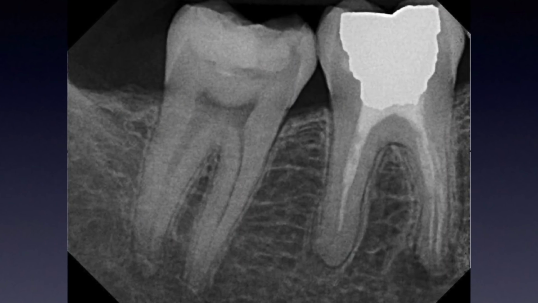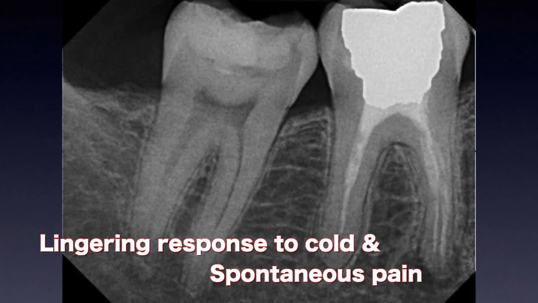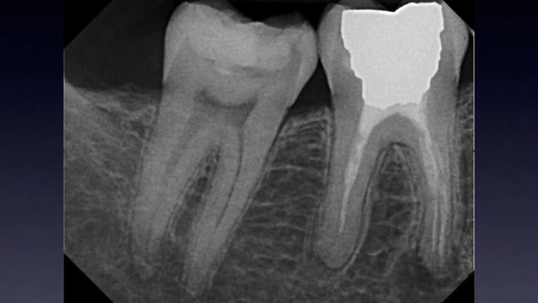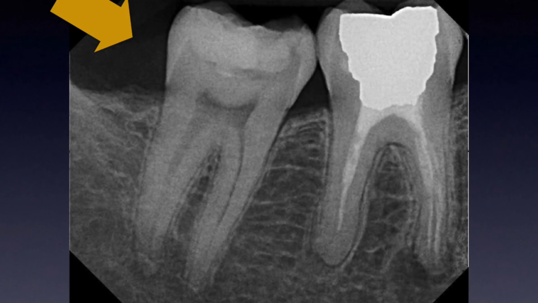However, when we listen to the patient's chief complaint, we begin to understand that the patient complains of lingering pain to cold and spontaneous pain as the main factors. Now, these are signs of reversible pulpitis and not acute apical periodontitis. So when we do our clinical cold and sensibility testing, we then find out that the offending tooth is actually the second molar rather than the first molar.